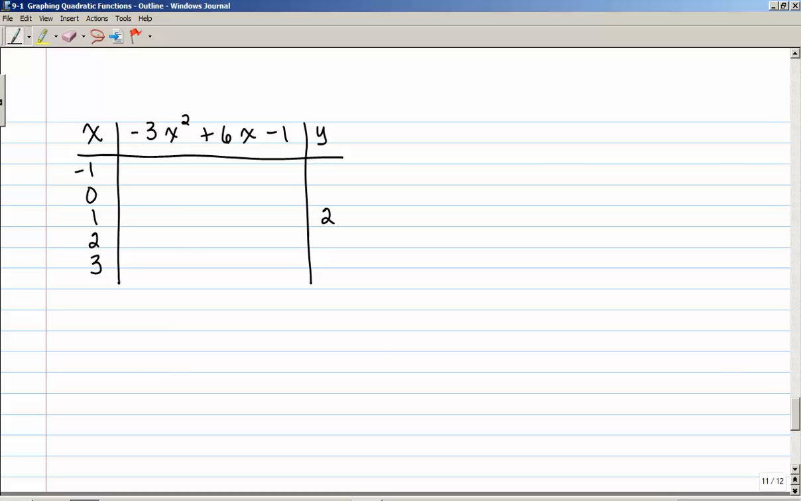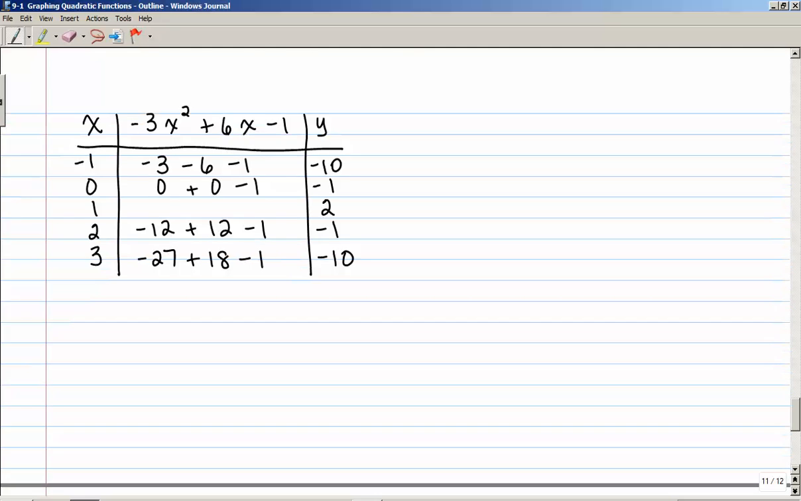Okay, so when I plug in negative 1, this gets a little tricky now because negative 1, I have to square it first. That's going to give me a 1 times negative 3 gives me negative 3. Negative 1 times 6 is negative 6 minus 1. Negative 3 minus 6 minus 1 gives me a negative 10. 0, actually, this one isn't too hard. That's going to give me a 0 plus 0 minus 1 gives me a negative 1. Plugging in 2, square the 2 first. 2 squared is 4 times negative 3 is a negative 12. 2 times 6 is a positive 12 minus 1, and that gives me a negative 1. And that's really good because notice right above my vertex I have a negative 1 also, as it should be. And plugging in 3, 3 squared is 9 times negative 3 is negative 27. 3 times 6 is 18 minus 1, and that gives me a negative 10.